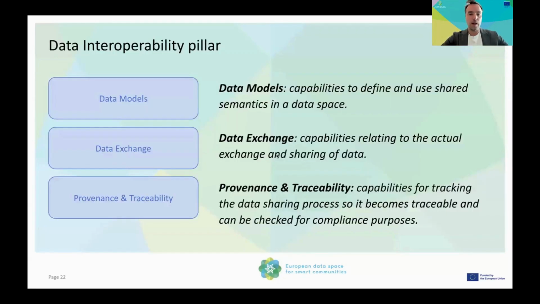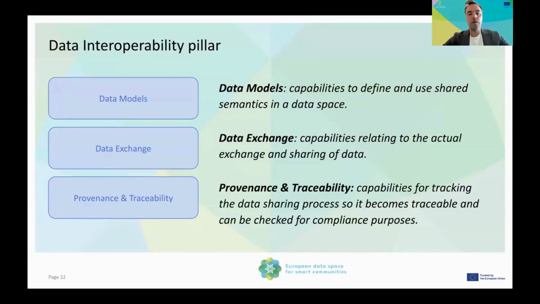We identify, again, 3 technical building blocks. The first one are data models: the ways in which you would describe metadata about the data, not limited to operational metadata as we just saw, but also actual semantics for the individual data sources and the individual data points within those data sources.